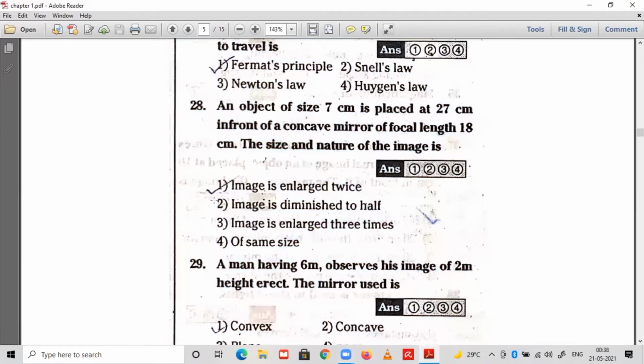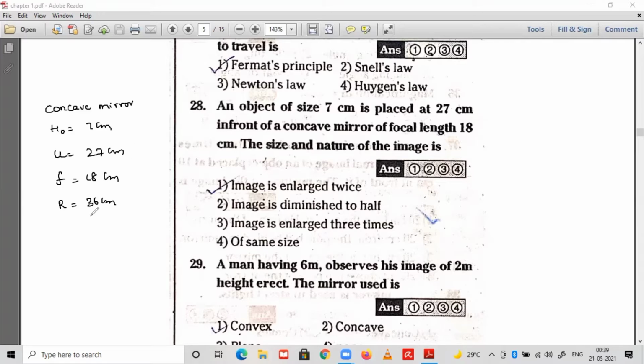question is, an object of size 7 centimeters is placed at a distance of 27 centimeters in front of a concave mirror of focal length 18 centimeters. So, as per the data, the mirror is a concave mirror. The height of the object is 7 centimeters and it is placed at a distance, u is equal to 27 centimeters, and the focal length is 18 centimeters. Now the radius of curvature will be 36 centimeters.